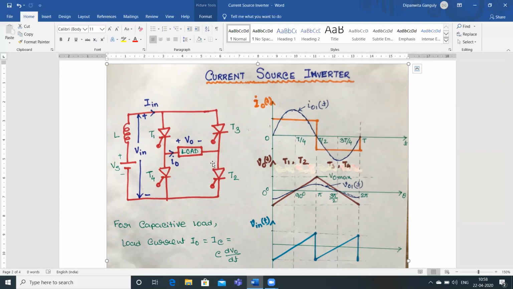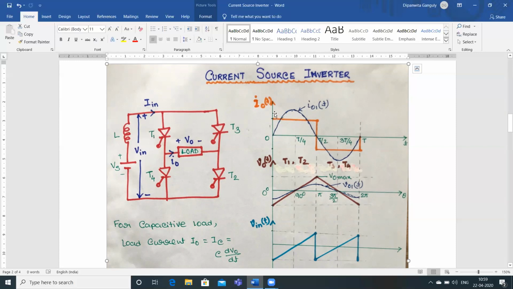A current source inverter converts the input DC current to an AC current, and the output frequency of the AC current depends upon the rate of firing angle of the SCRs. Here all the thyristors are assumed to be ideal switches with zero commutation time.